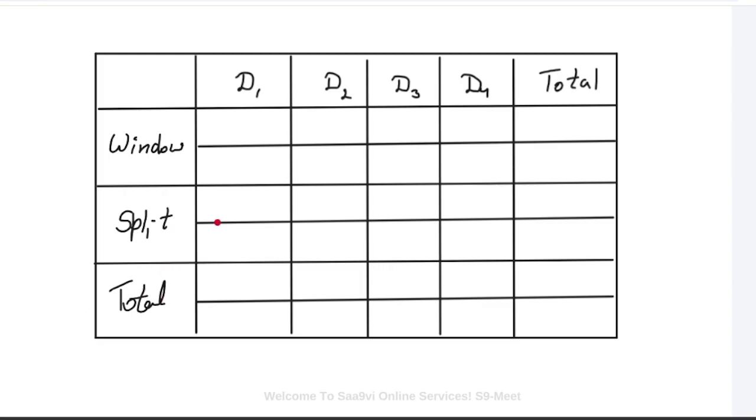Now that is inverter and non-inverter. So let's write inverter here, and non-inverter, that will be here. The same way inverter AC will be here under split, and non-inverter will be here, and the same goes for the total. Now let's start using the information.